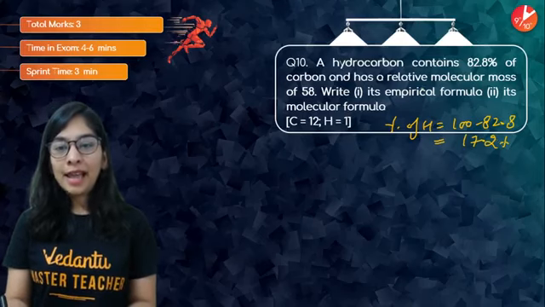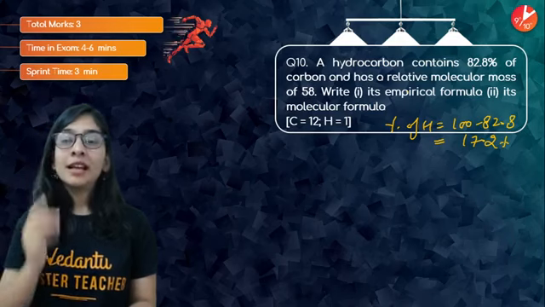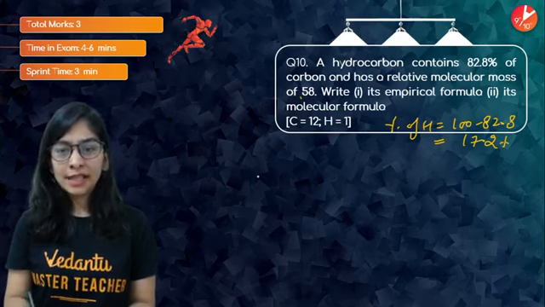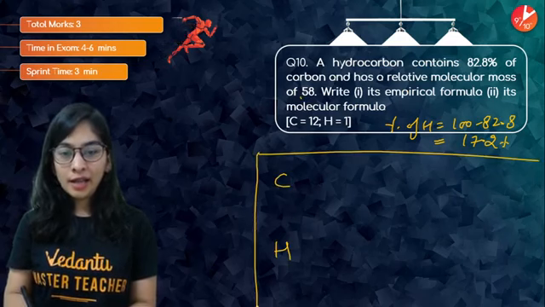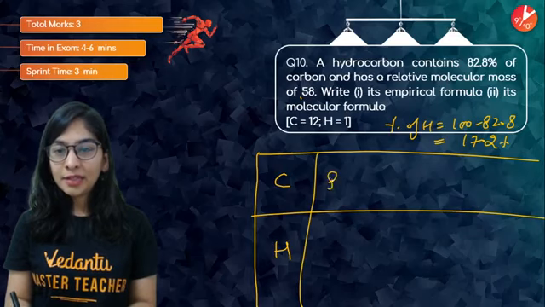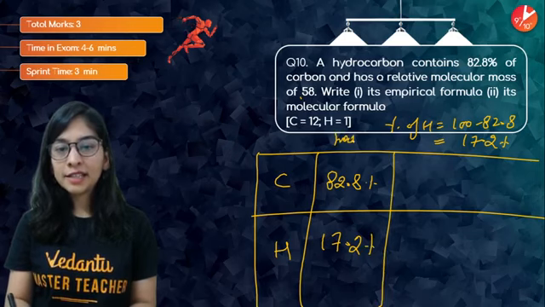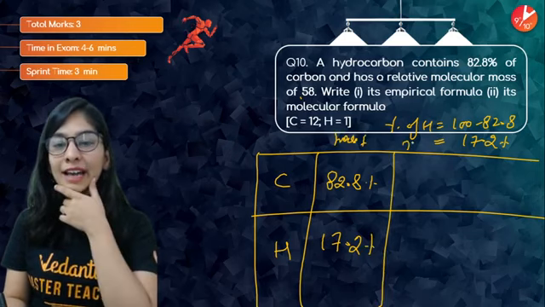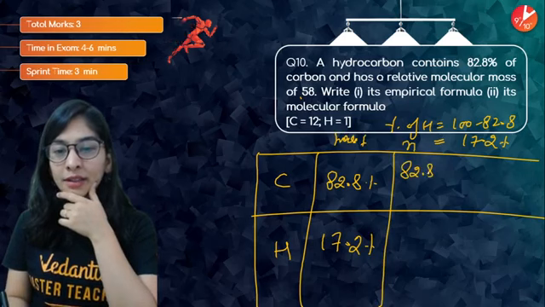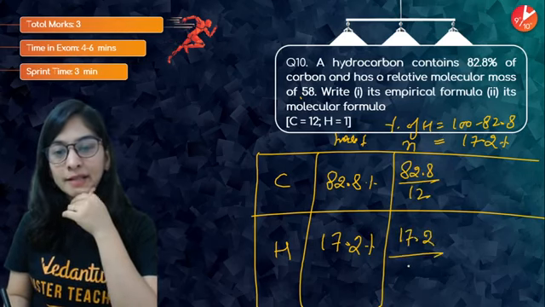Okay, same table. And we have to calculate the empirical formula and molecular formula. Relative molecular mass is given to us. Let's make the same table. We have carbon, we have hydrogen, and we'll write the percentage. That's 82.8% and 17.2%. Okay, that's the mass percentage. And then what will we do? We'll calculate the number of moles. Given mass by molar mass, given mass by molar mass.